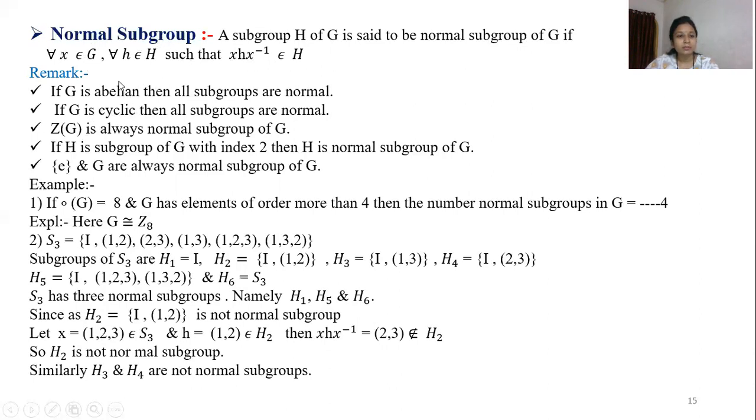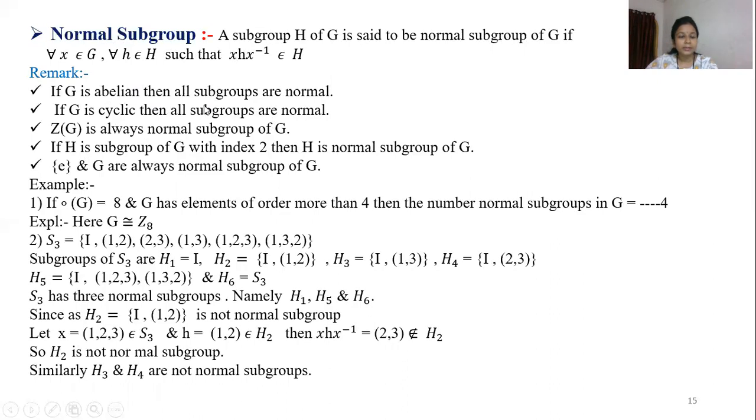Now the question arises: whenever I have one group and one subgroup, how to check whether it is a normal subgroup or not? You can go with the definition or you can use some of the important theorems. Like, if group G is abelian, all subgroups are normal. See, the proofs of these are easily available in the textbook. I'm not going to explain the proofs of this.